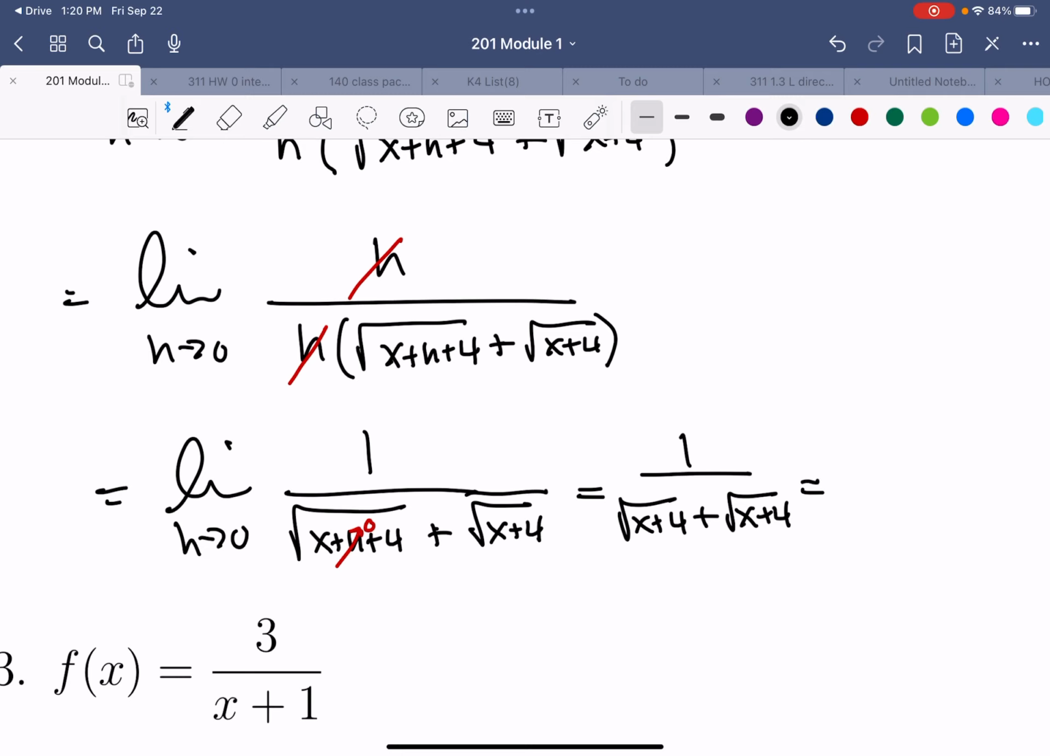Now I like to think of square roots as just a label, right? These two things are identical, so I'm taking one of those square roots plus another one of those square roots. So that gives me 2 square roots that look like that. And that is my final answer.